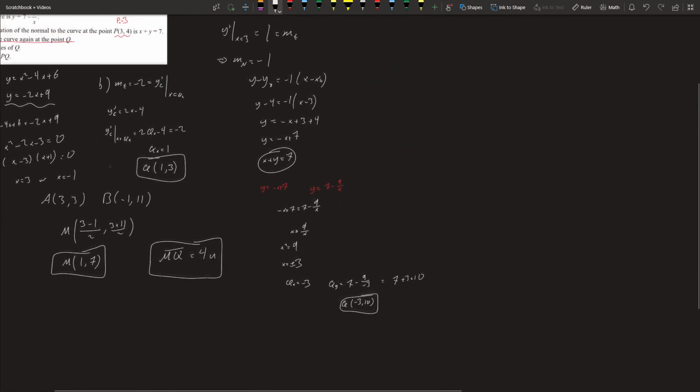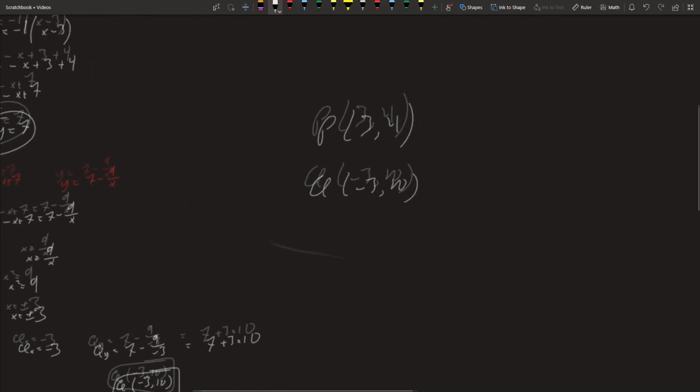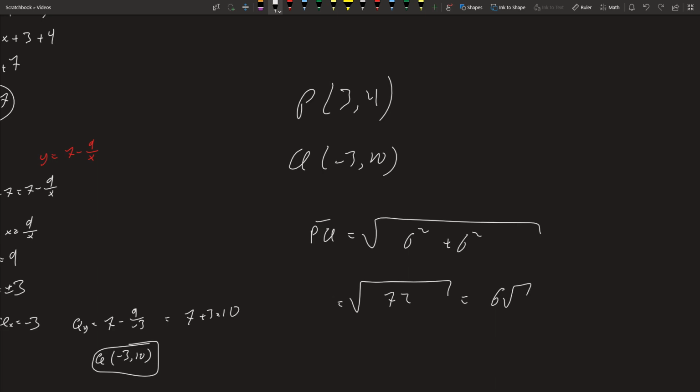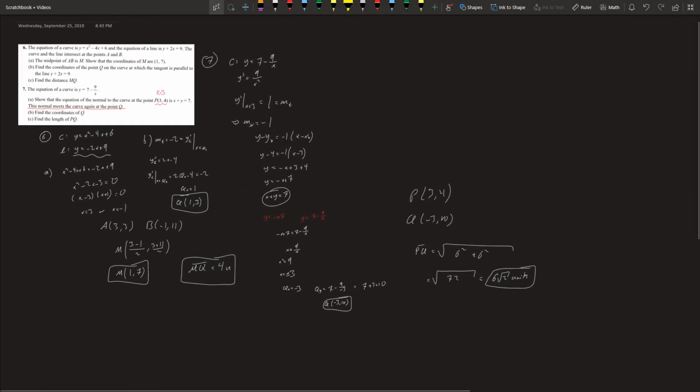This should be easy. We have the points: point P is (3, 4), and point Q is (-3, 10). Distance formula or Pythagoras theorem, they're the same thing. Let's see. So PQ is equal to the square root of 6 squared plus 6 squared, which is 36 plus 36, that's 72. Radical 72, which is 6 radical 2, and then the unit, whatever unit it is. So, we finished 6 and 7.